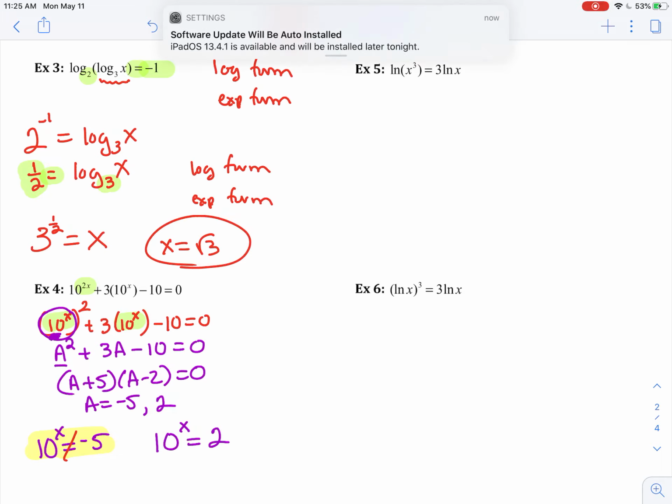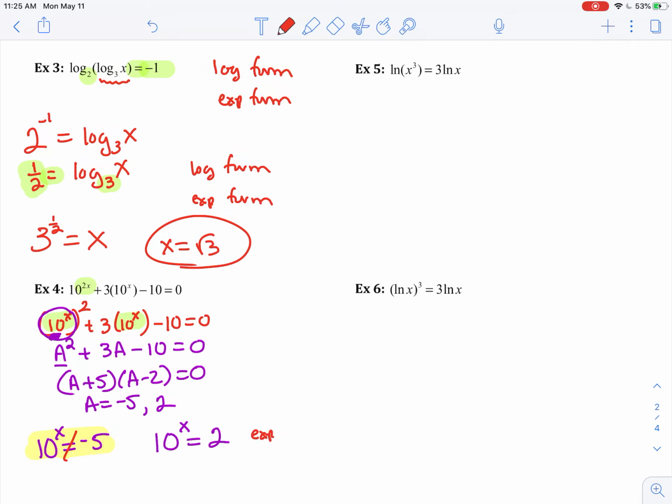10 to the x equaling 2, I am looking at an exponential form. I can put this in a log form. Our base is the 10. Logs equal the exponents. So we are looking at the log of 2 base 10 equaling that exponent of x. So our final answer is just the log of 2 base 10. And you do not need to write the 10. You could just put log of 2. That base 10 is implied.